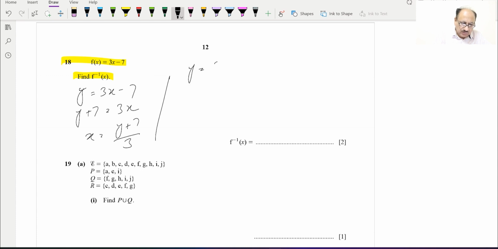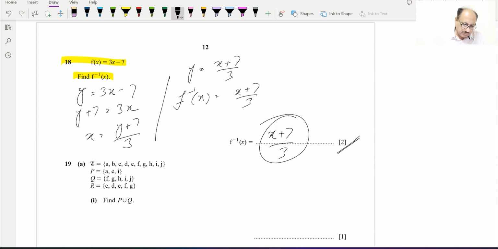So y is equal to (x plus 7) over 3, or we can write f inverse of x is equal to (x plus 7) over 3. So (x plus 7) over 3 will be the final answer for 2 marks.